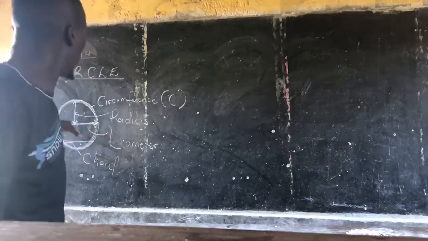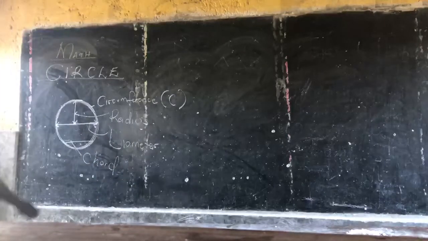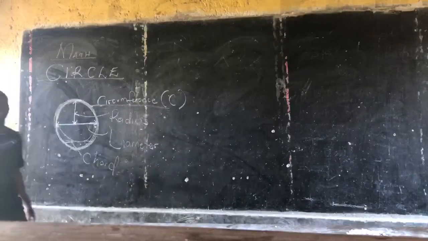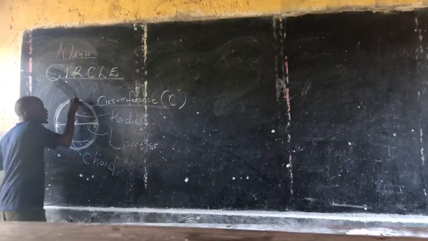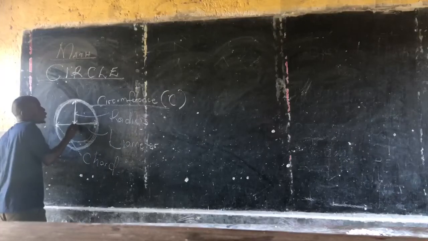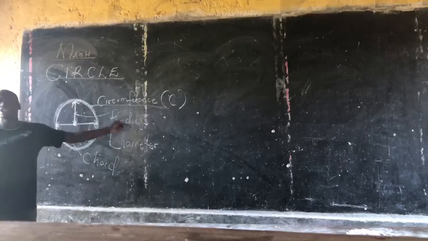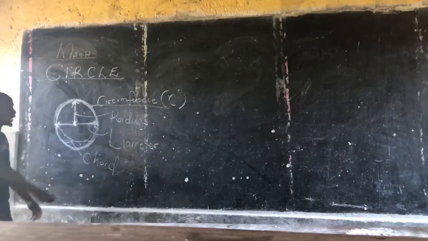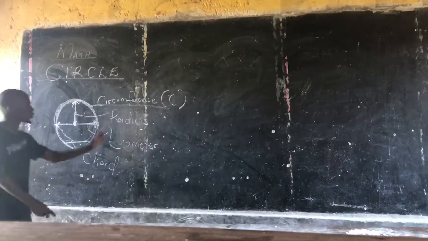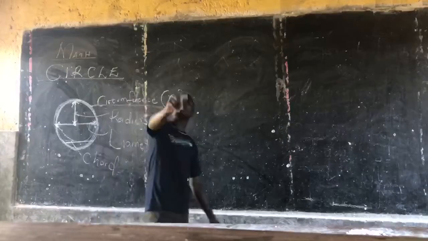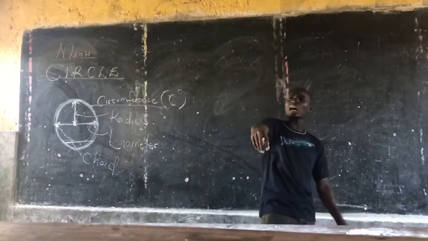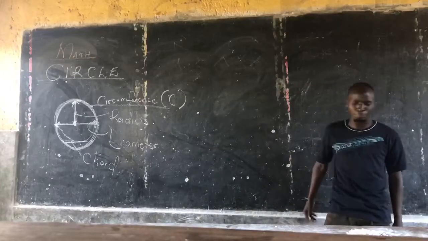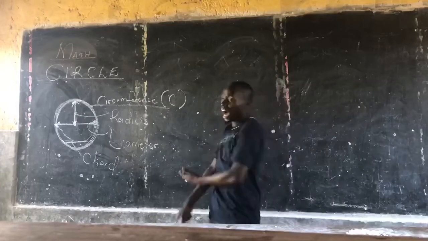So a circle has the distance around it. The distance around it is called the circumference. This line which comes from the center of the circle and meets the circumference is the radius. This line is called the diameter, and this one is called the chord. So these are the parts of a circle. If you want to talk about a circle, go back to primary 4 and understand that.